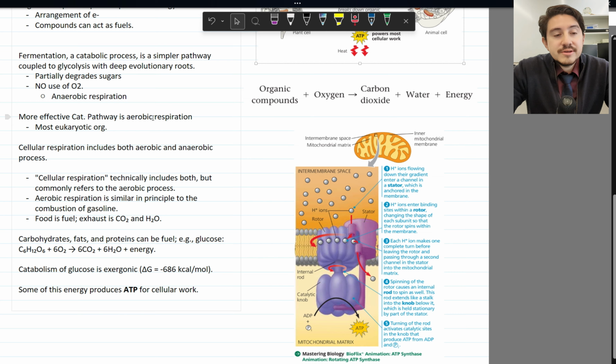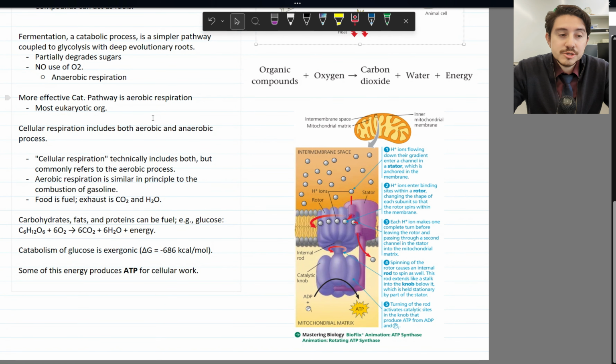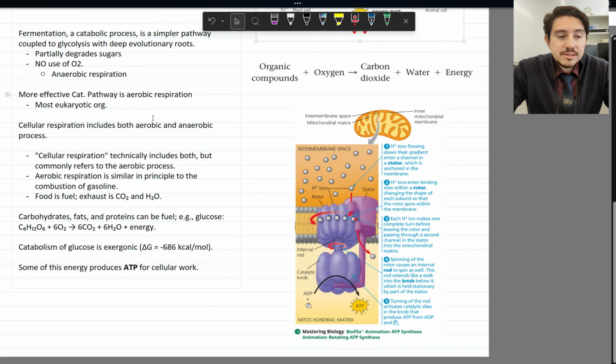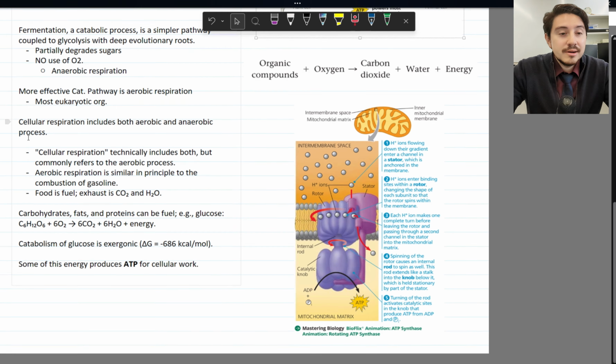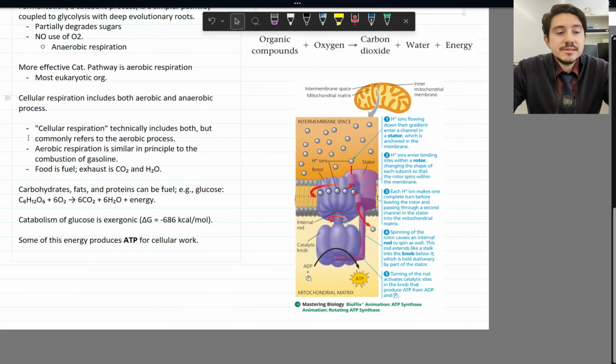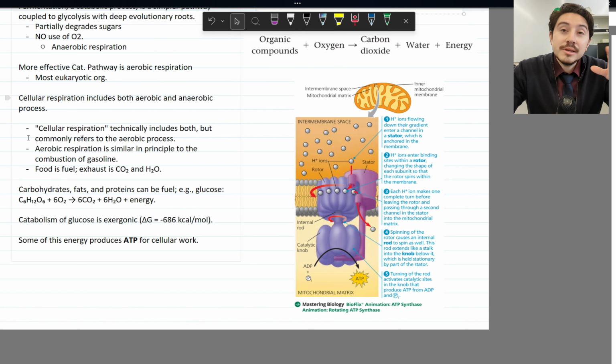There's a more effective catabolic pathway, which is aerobic respiration, and most eukaryotic organisms do this process as it yields a higher amount of ATP. So the term cellular respiration includes both aerobic and anaerobic processes, but commonly, and in the book, it refers to an aerobic process, meaning that it's going to use oxygen.